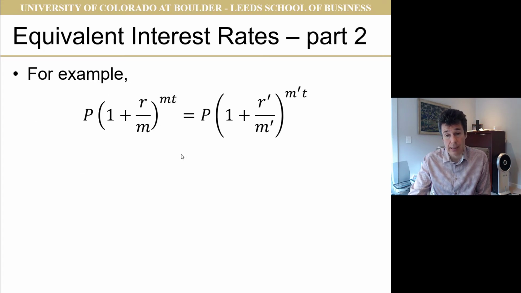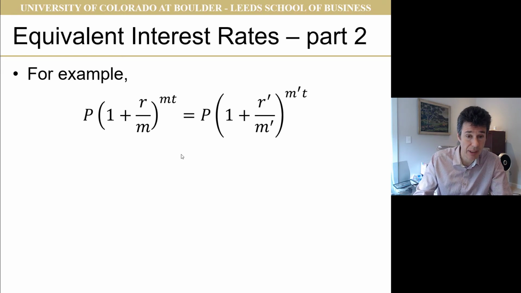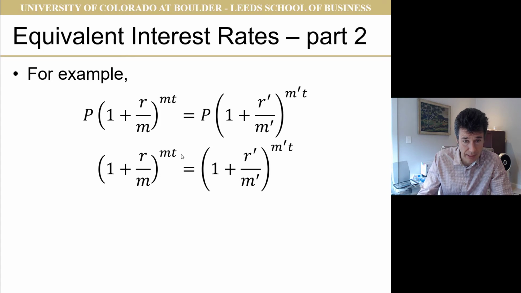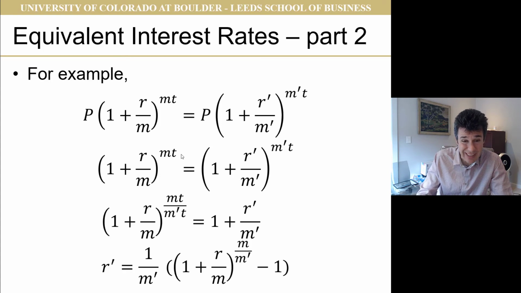So let's say we've got a rate R with a compounding frequency M, and we want to find the equivalent rate R prime with a different compounding frequency M prime. Here, neither of these are continuously compounded. So the p's cancel, and the t's are going to cancel. What we can do is 1 plus R over M to the power MT equals 1 plus R prime over M prime to the power M prime T.